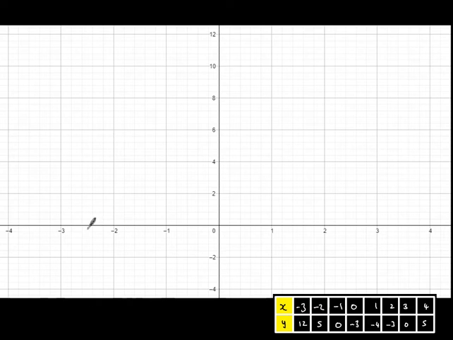So here's a table, and we need to plot the points. Let's just do that real quick. -3 is 12, -2 was 5, that's roughly here. -1 is 0, 0 is -3, 1 is -4, that's the lowest point. 2 is -5, 3 is 0, and 4 was 5.